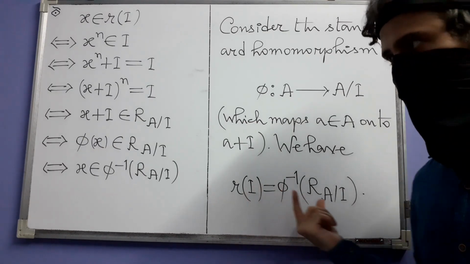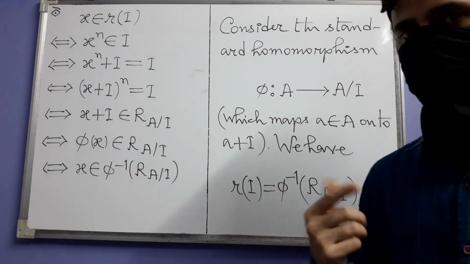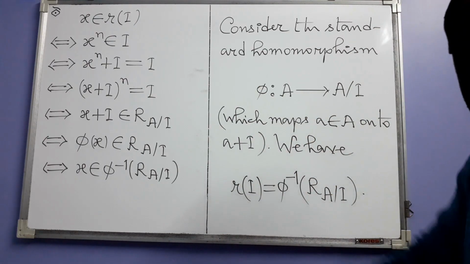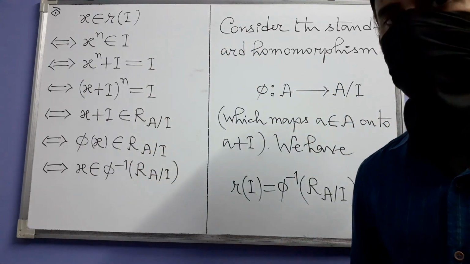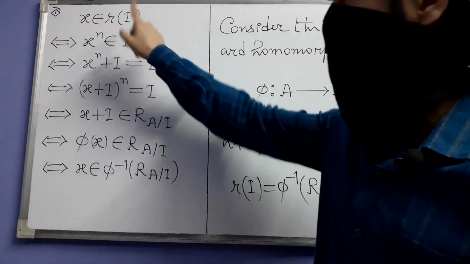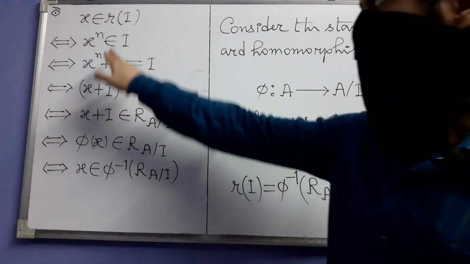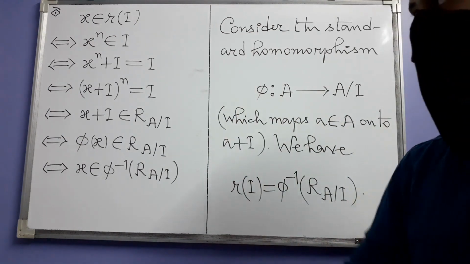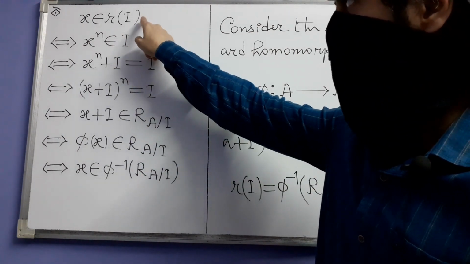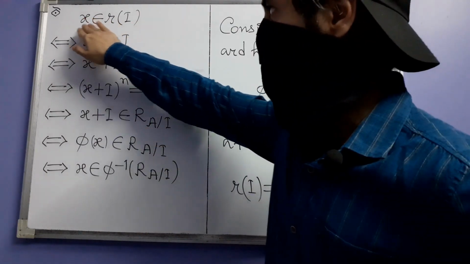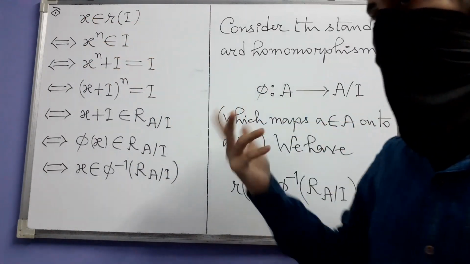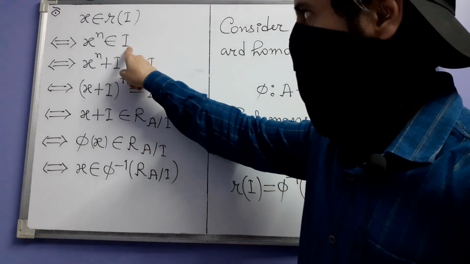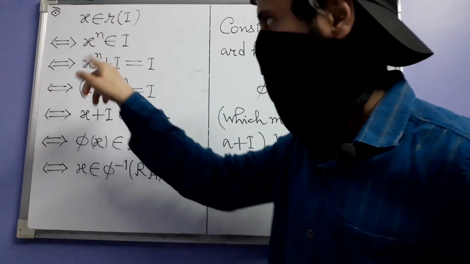To prove that this is equal to this, we have to show that each one is a subset of the other. Now, without being too specific and without writing too much, let us go through these equivalent statements. Say x is an element in the radical of I. That is true if and only if some power of x is in I, because this is the condition in the definition of r(I). So this is equivalent to this. They are logically equivalent. If this is true, then this is true, and if this is true, then this is true. So double implication.